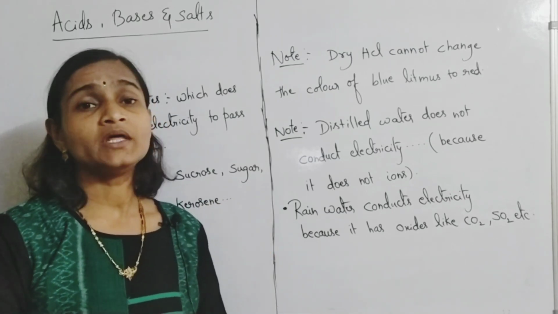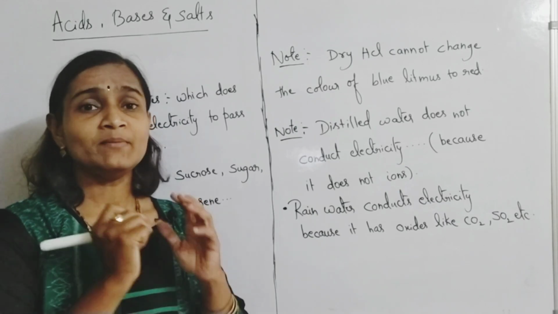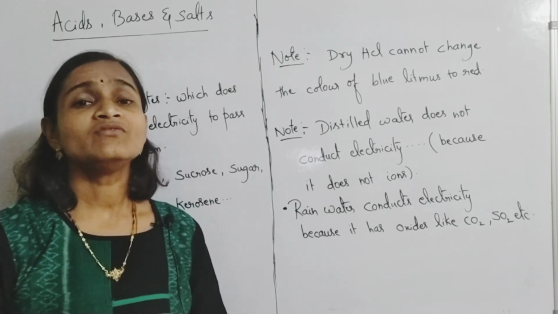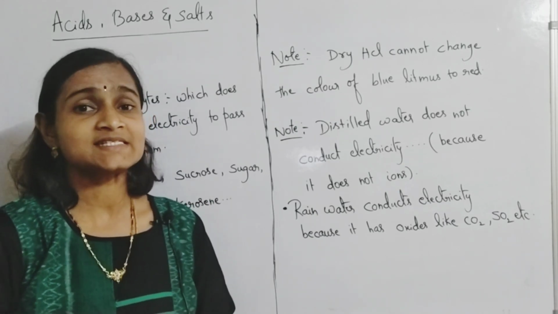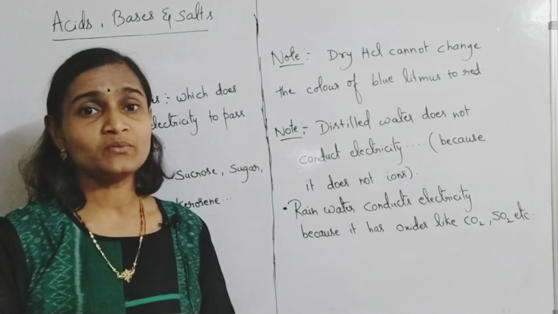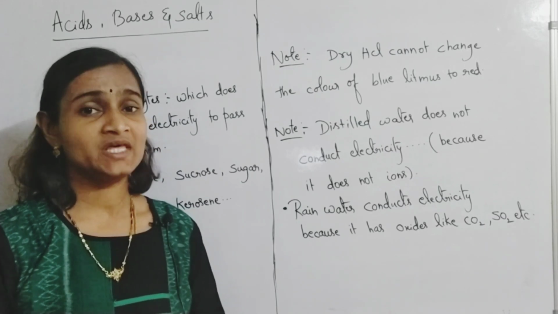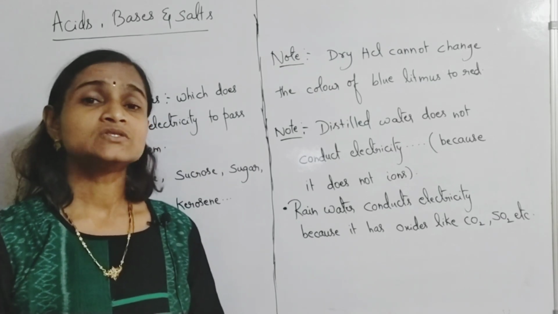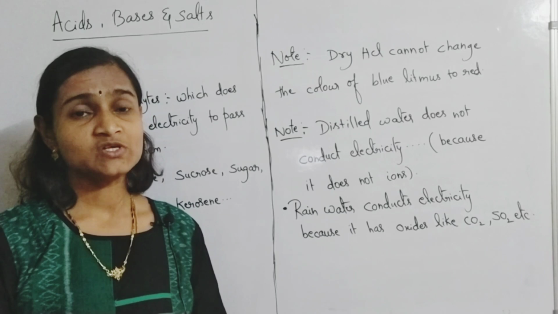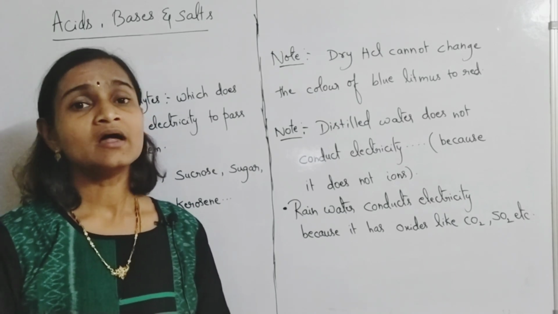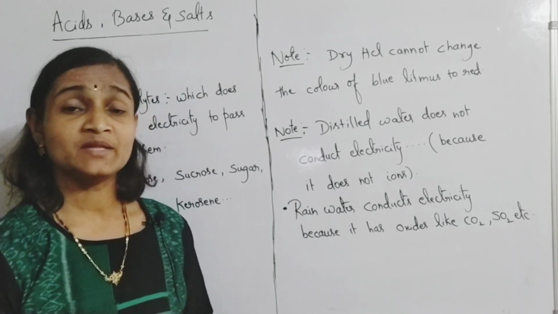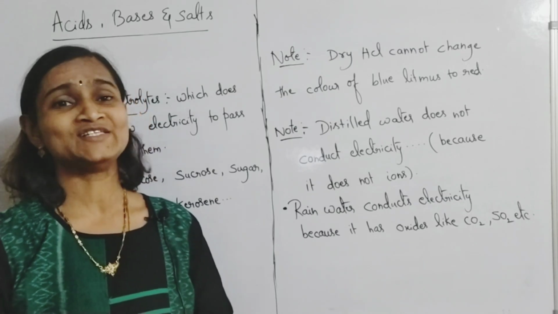Up to here we have learned certain important properties of acids and bases. In the next video we will be learning about what? Yes, the strength of acids and bases, that is about pH, and also about salts, the different types of salts obtained by the electrolysis of brine solution.